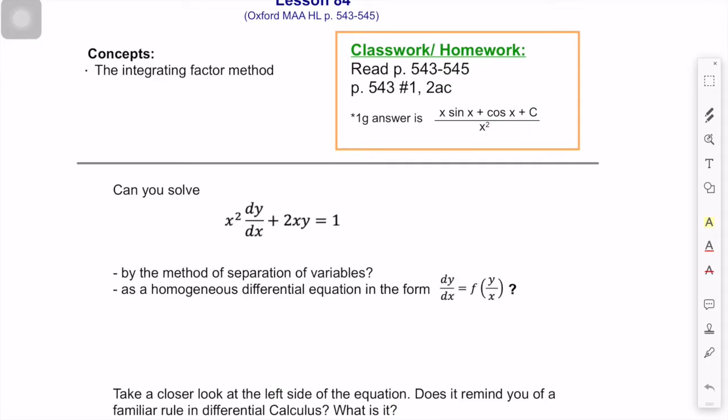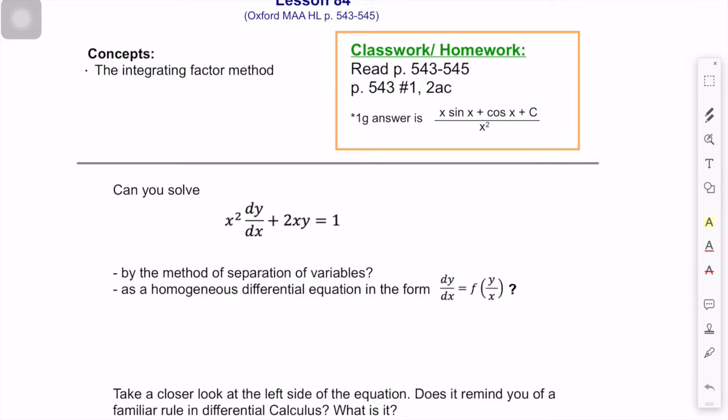Lesson 84. In this lesson, we are going to explore another method for solving a particular kind of differential equations. Before we do that, I would like you to take a look at this can you solve question. Can you solve x squared dy by dx plus 2xy equals 1 using the method of separation of variables?